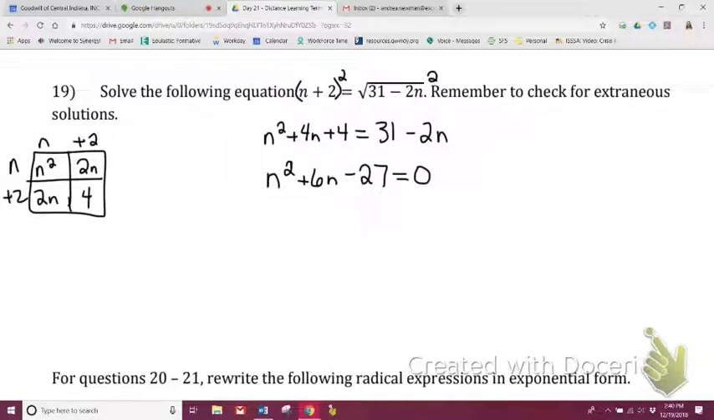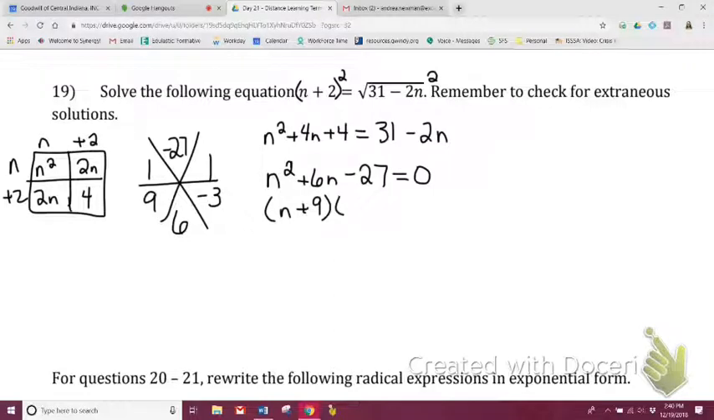When you said equals 0, would that still be your answer? We're not done yet. So now we're going to take this and factor it. Two numbers that multiply to give us negative 27 and add to give us 6: 9 and negative 3. So n plus 9, n minus 3. So n equals negative 9, n equals positive 3.